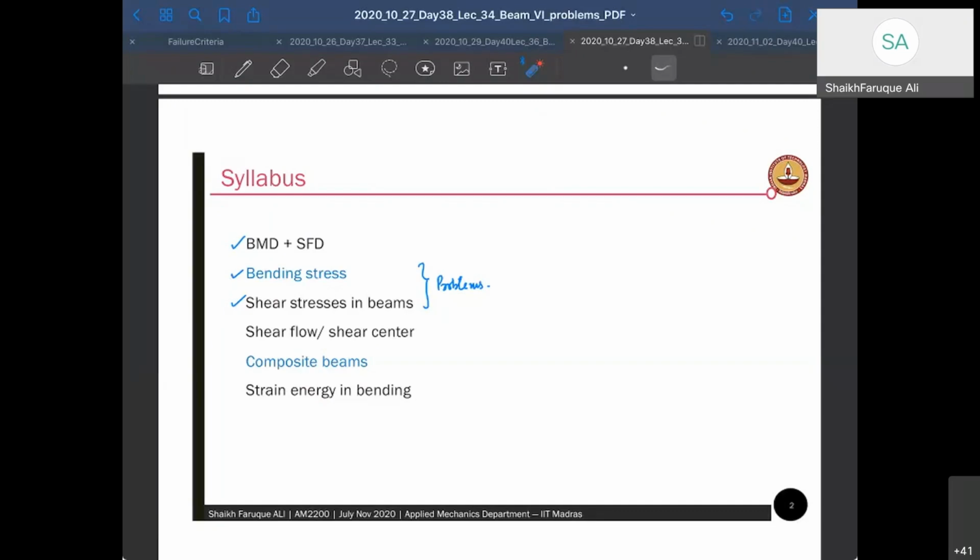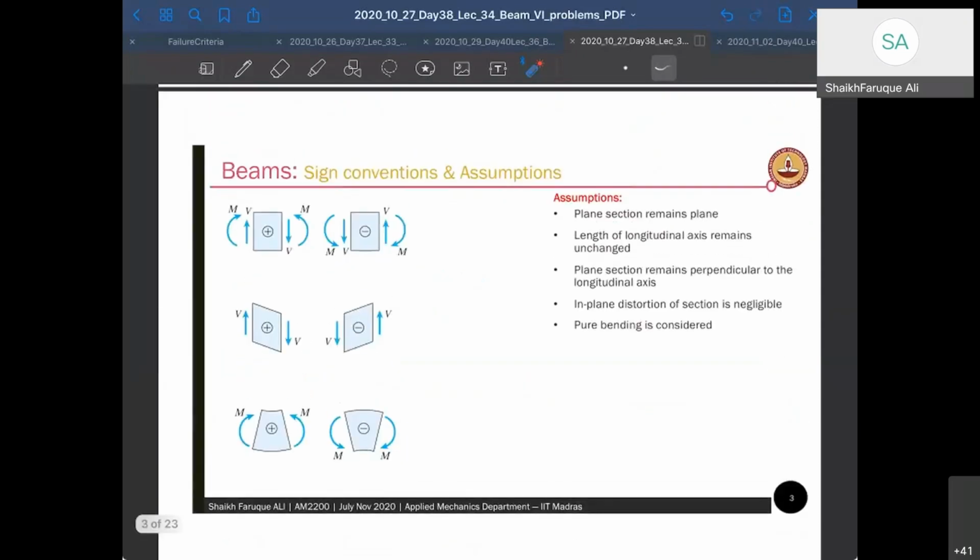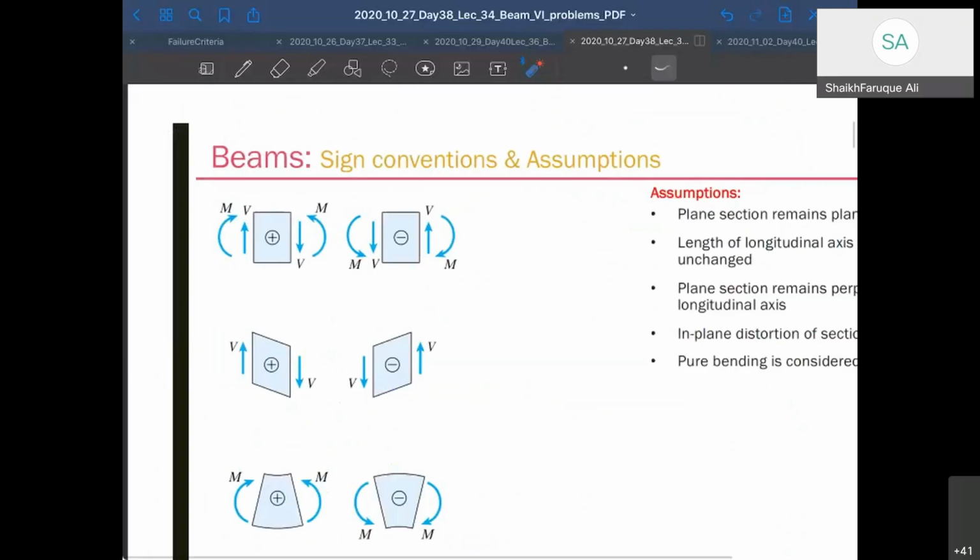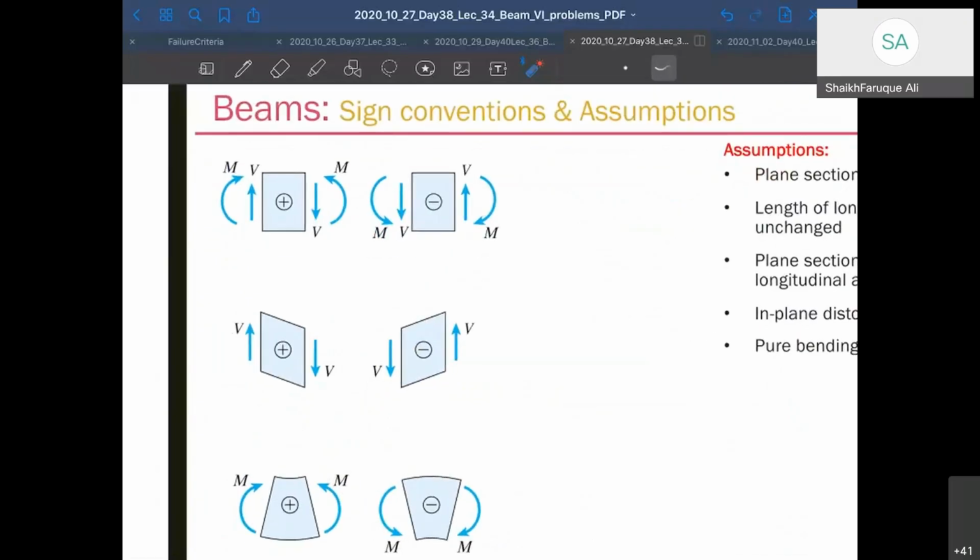All right. So sign conventions are very important, and when you solve a problem, you should always take the sign conventions that are easy for you and that you have practiced well. So this is the sign convention that I consider positive for my analysis, and this is negative. Shear going up on the left plane, shear going down on the right, and sagging kind of moment are my positive considerations.